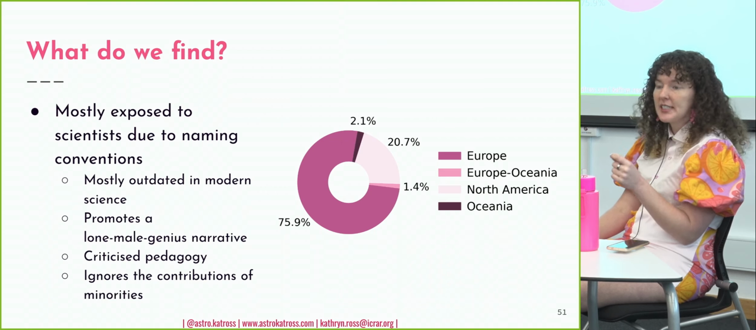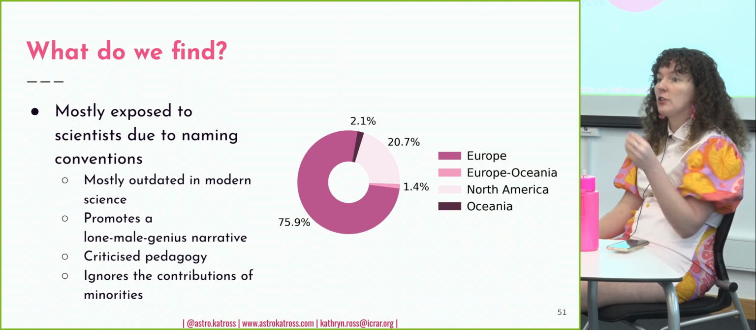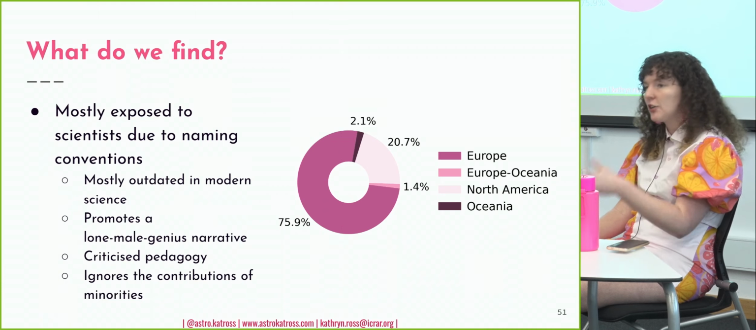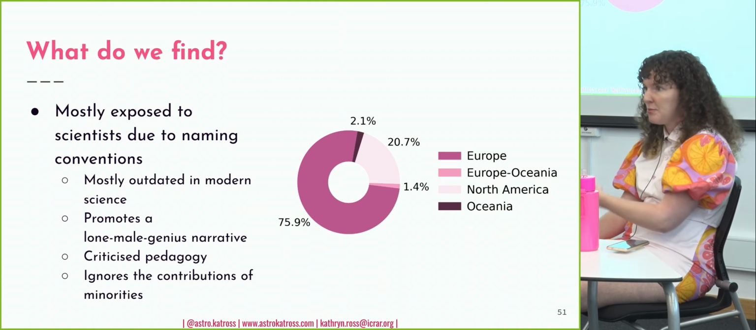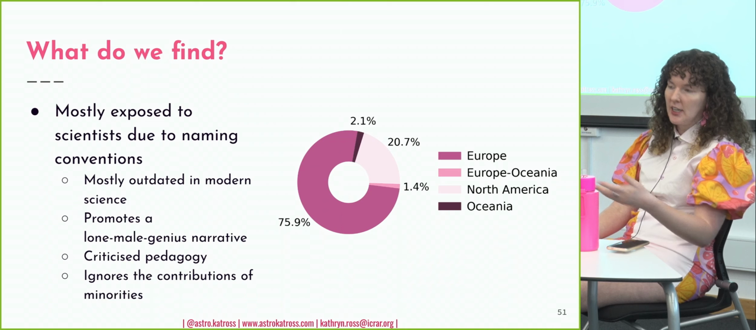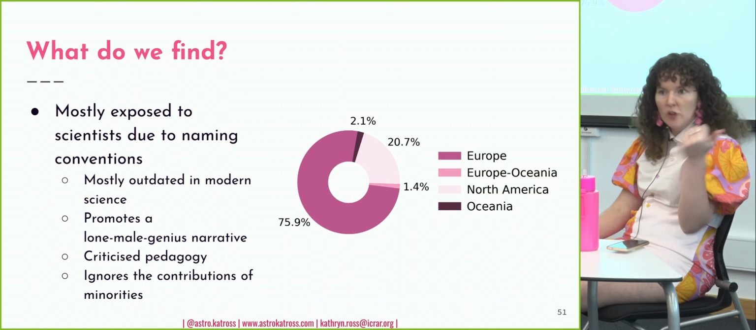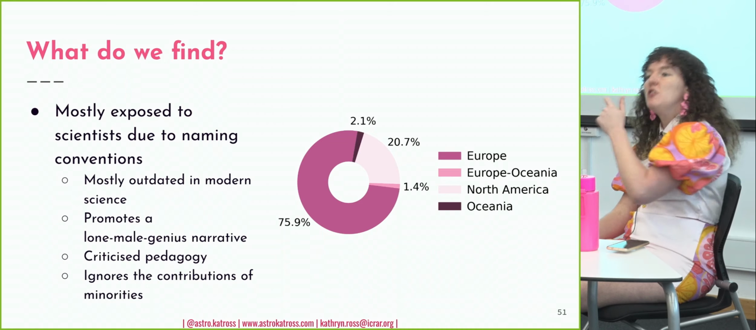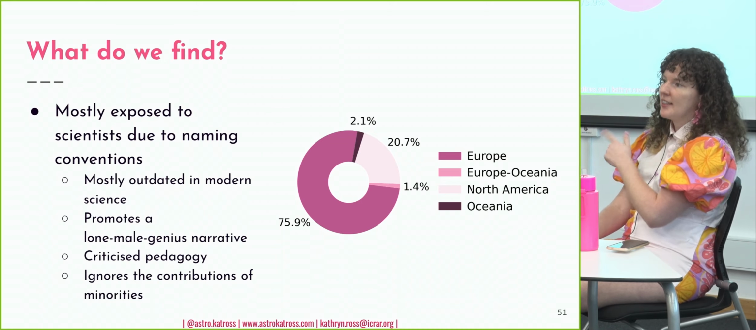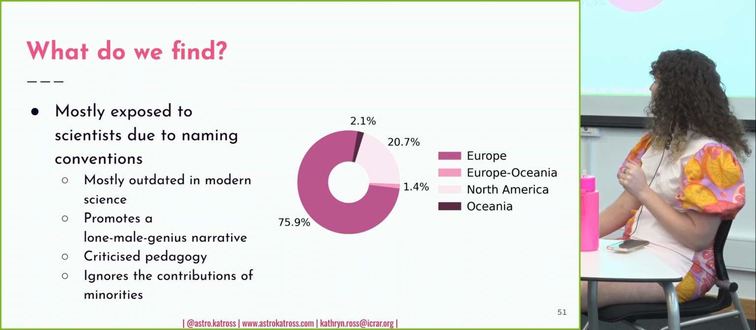And because we're teaching this lone male genius narrative and the chronological pedagogy, that is actively going to ignore minorities who have historically been excluded from formal recognition and formal institutions. So to have a pedagogy that is already not a good pedagogy, that then we know will actively ignore minorities, there's a lot that needs to be fixed in this curriculum.